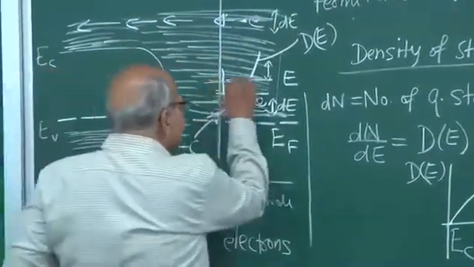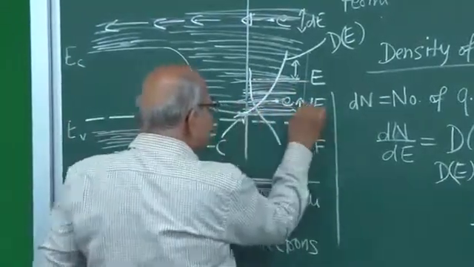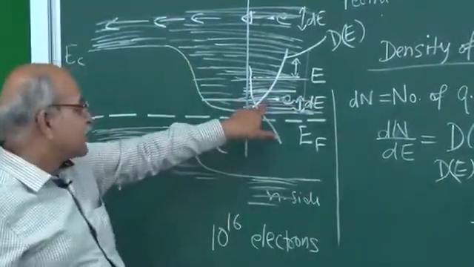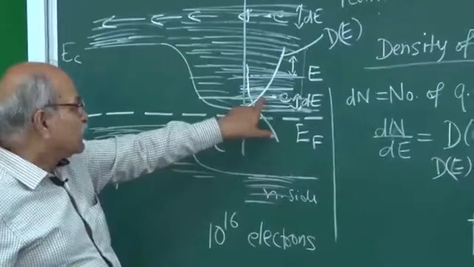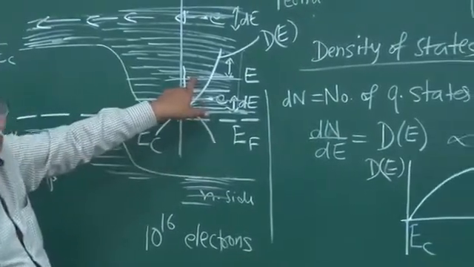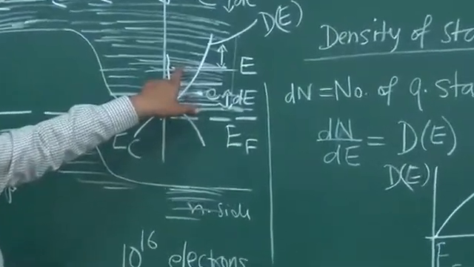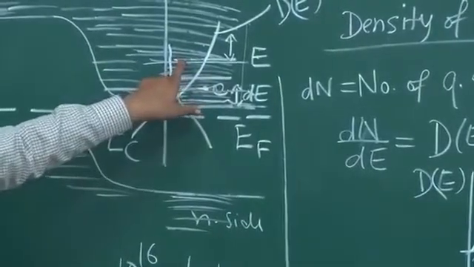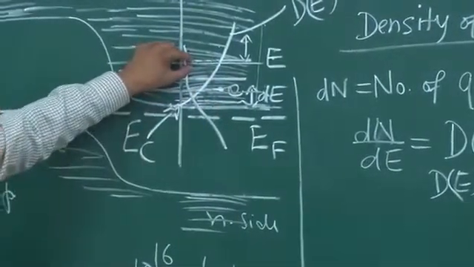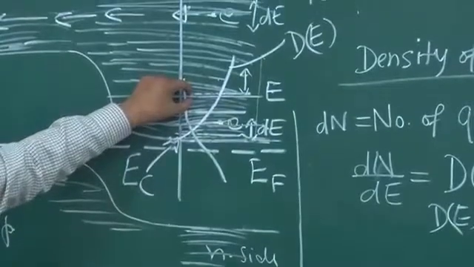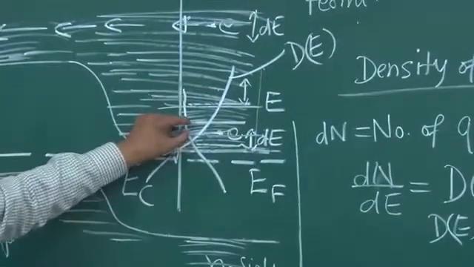There is a quantum state out here, and there is a quantum state out here. This quantum state has larger probability of being occupied. This quantum state has lower energy, lower probability of being occupied. But how many quantum states are here? There are more quantum states here and fewer quantum states here.